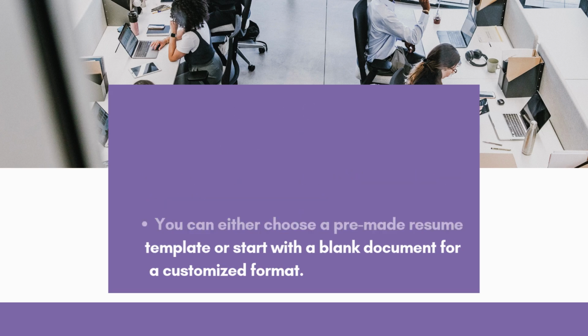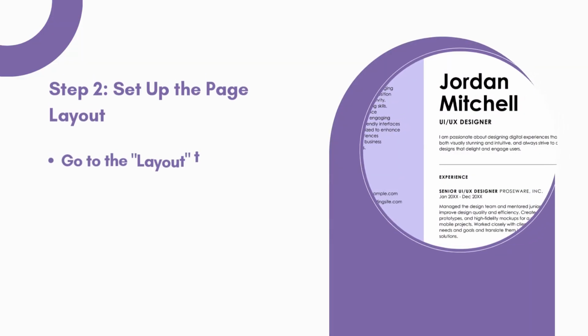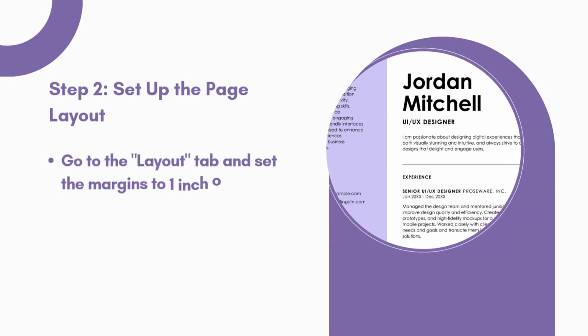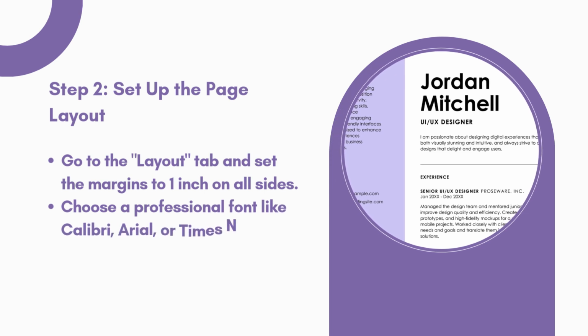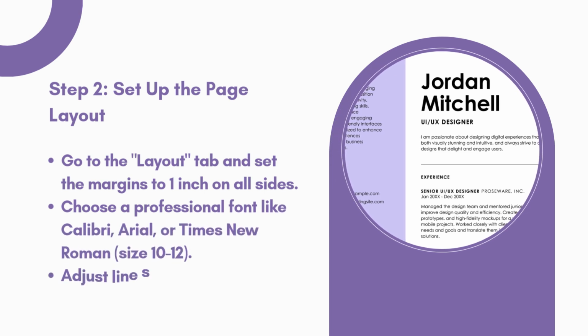Step 2. Set up the page layout. Go to the Layout tab and set the margins to 1 inch on all sides. Choose a professional font like Calibri, Arial, or Times New Roman, size 10 to 12. Adjust line spacing to 1.15 or 1.5 for better readability.